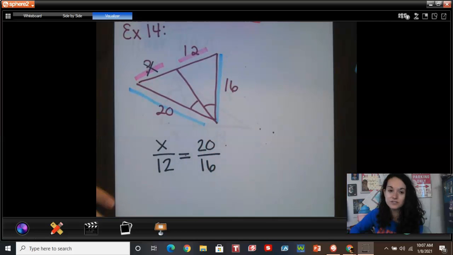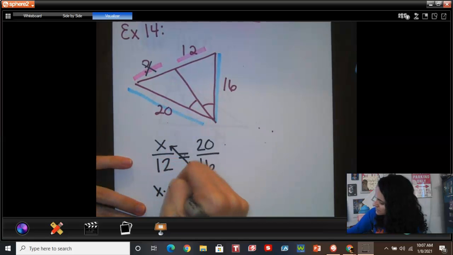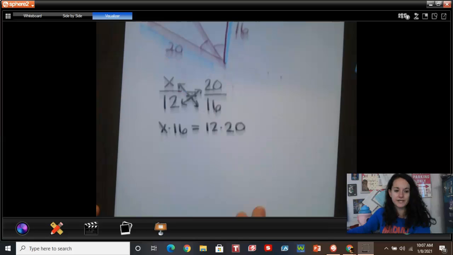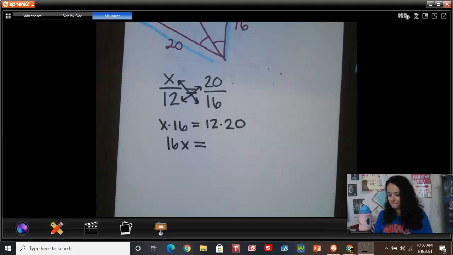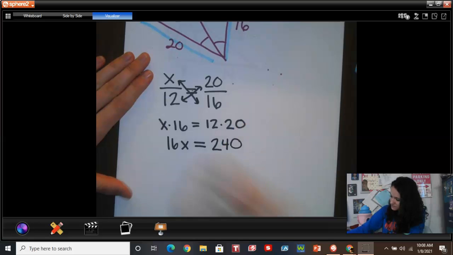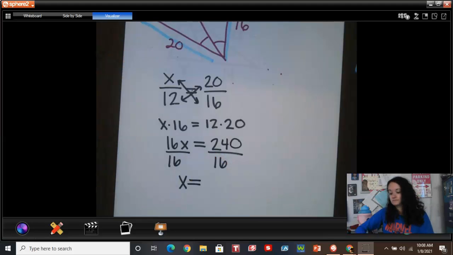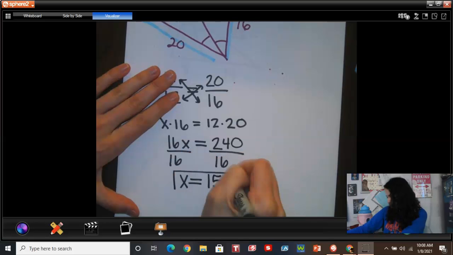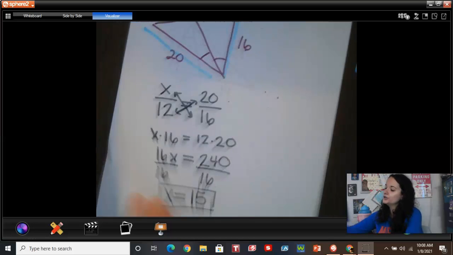Okay. And again, we solve using cross multiplication. So we have X times 16 equals 12 times 20. So we're going to have 16X equals, I think it's 240. It is 240. And then we divide by 16. X equals 15. Okay, and guess what? Your turn.